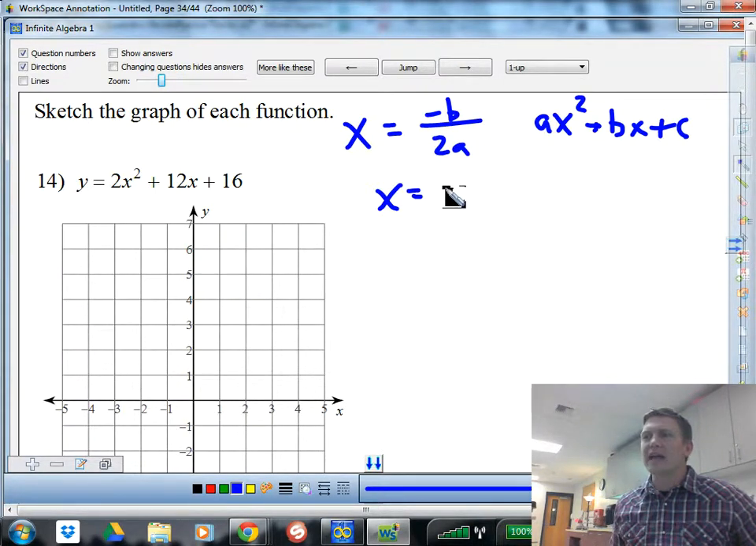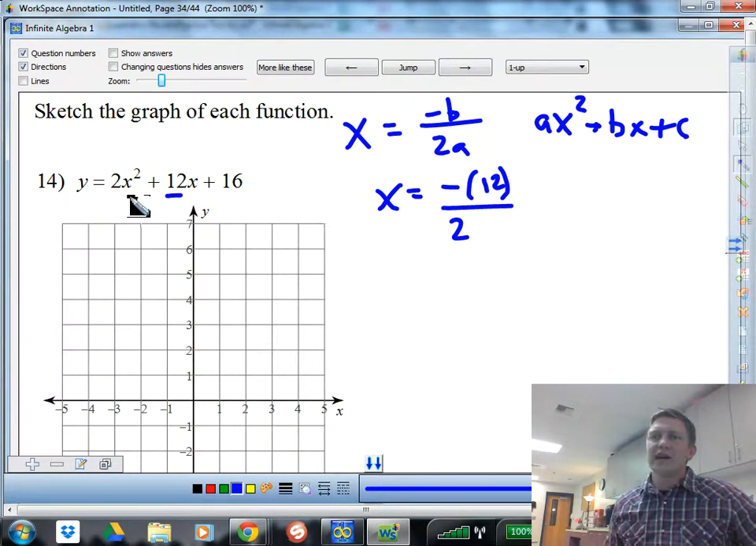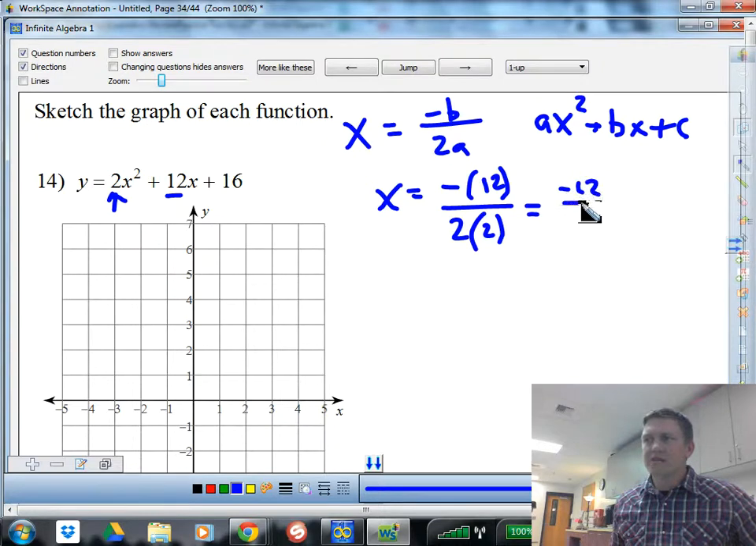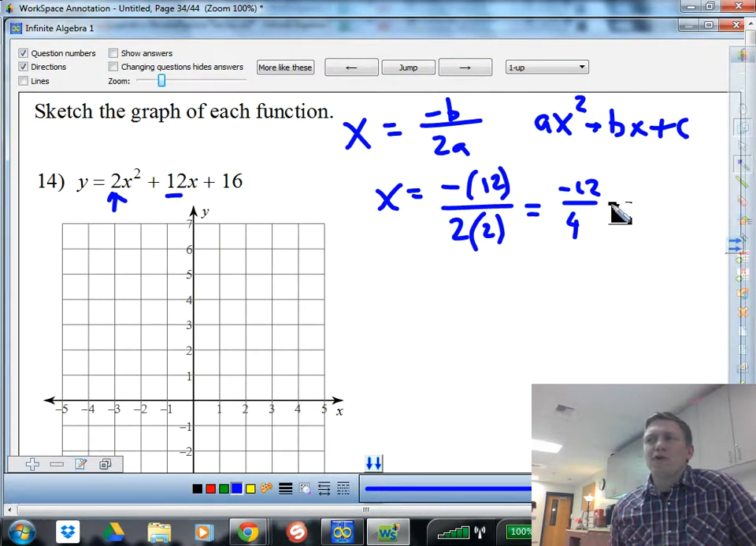Okay, so I go -b and my b value is located right here. So that's 12. So I put a 12 in right where b is, and then I multiply 2 times a. A value is right here. Okay, so 2 times 2. Put that right in where this a is showing up. Okay, so let's evaluate this. This is -12 divided by 2 times 2, which is 4. So what is 12 divided by 4? Well, it'll be a -3 overall.